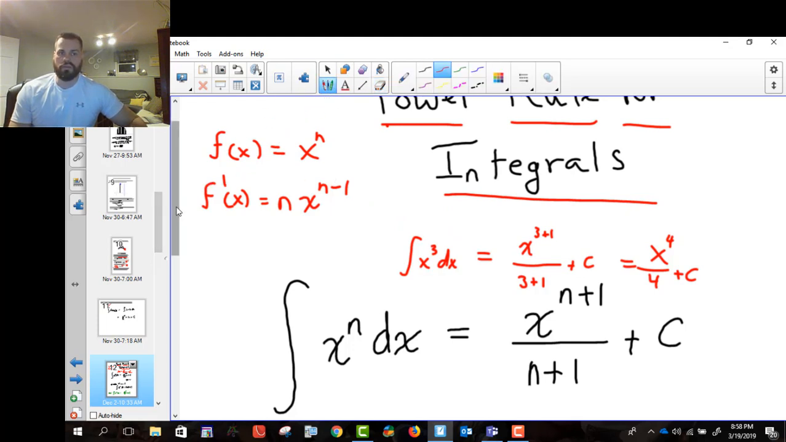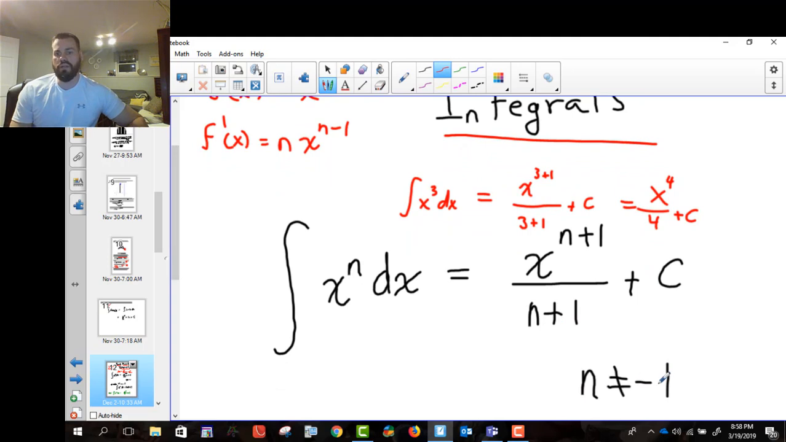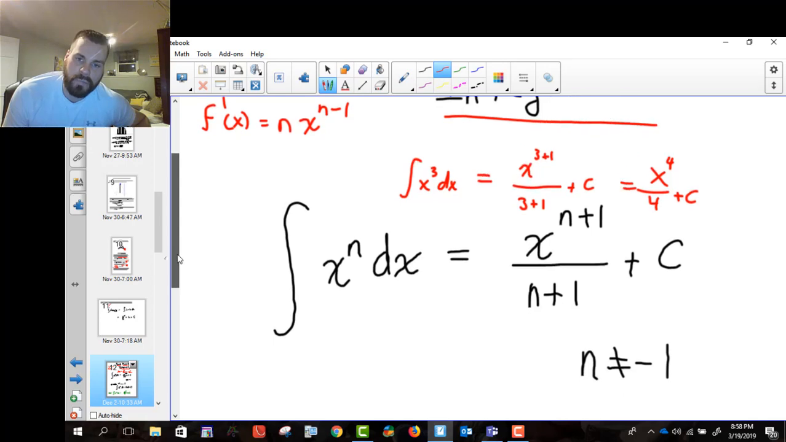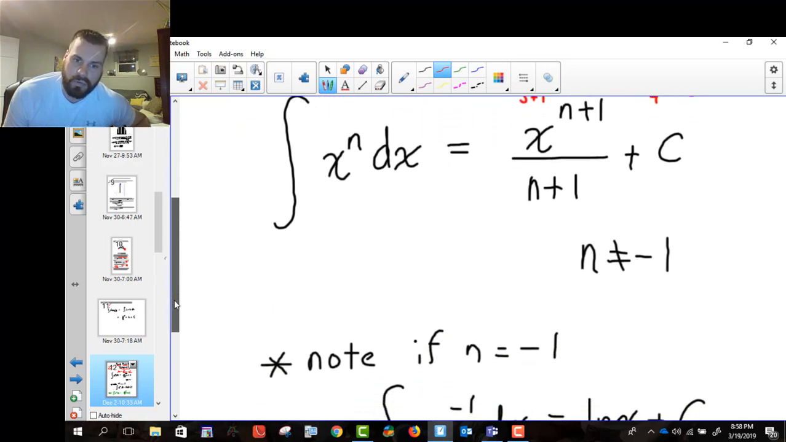Now, the only issue is that this does not work when n is minus 1. And the reason it doesn't is because then I would be saying my derivative has a divided by 0 in it, and that's a problem. So we have to consider what happens when x to the minus 1 shows up, all right?